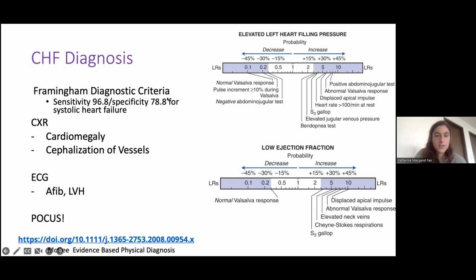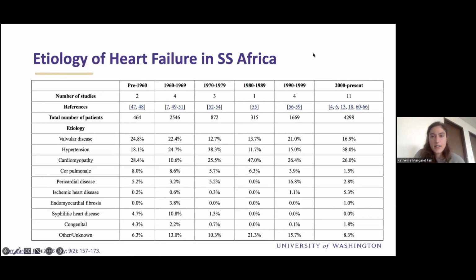So we're going to do a fun exercise. Basically, in sub-Saharan Africa, heart failure is becoming increasingly more common. It used to be that valvular disease from rheumatic fever was one of the more common causes of heart failure, coming in at about 25%. Cardiomyopathy was still pretty common at that time. And then moving into the present decades, there's a lot more hypertensive heart disease and ischemic heart disease. We still see some of the cardiomyopathies and rheumatic valvular disease, but also some of the more common things.